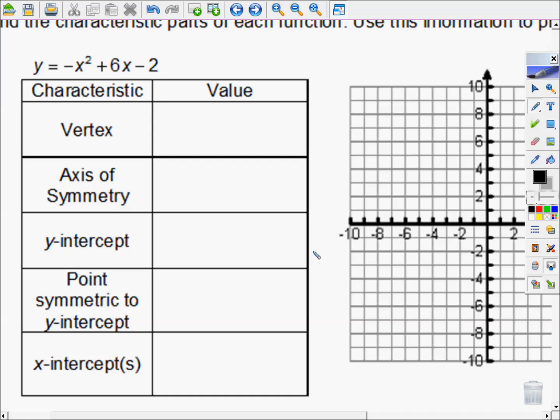0, negative 6. No, you have to plug it into the equation. Plug negative 2 into the equation. x equals negative 2, negative 2 squared, 4 times negative 2. 4 plus 4 minus 8.